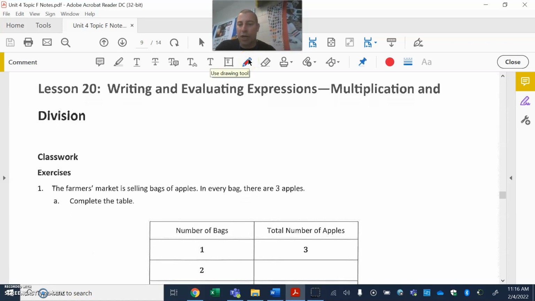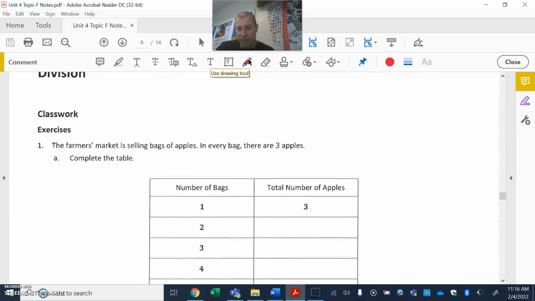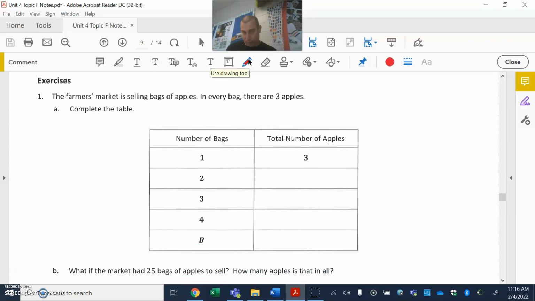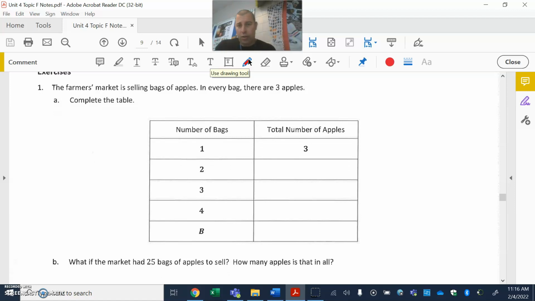We need to first look at the table. So we got the farmer's market selling bags of apples. In every bag, there are 3 apples. Okay. So in one bag, there's 3. 2 bags, there's going to be 6. 3 bags, there's going to be 9. So again, we're kind of filling into what's going on. All right. 4 bags, there's 12.